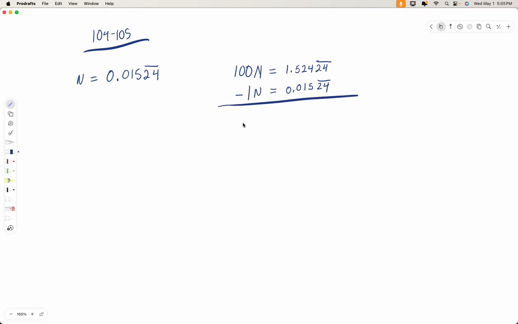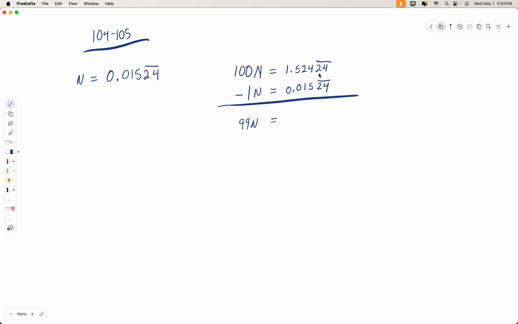100 minus 1 is 99. And then I just need to subtract this. Now, if these are repeating and they are directly over one another, they're going to repeat forever and forever. 2, 4, 2, 4, 2, 4. And if I subtract 4 minus 4, I get 0. And 2 minus 2, I get 0. And you can imagine that happening all the way down the line of this forever repeating pattern.